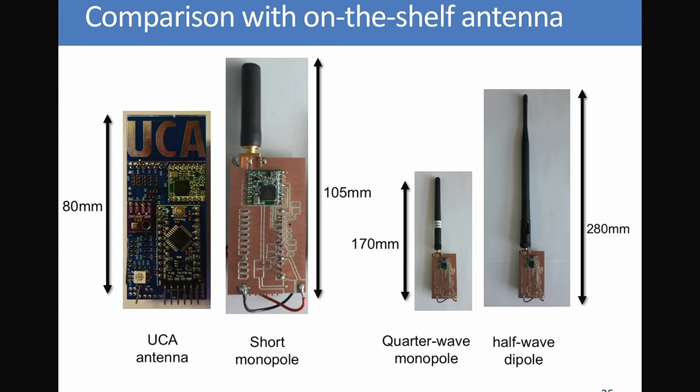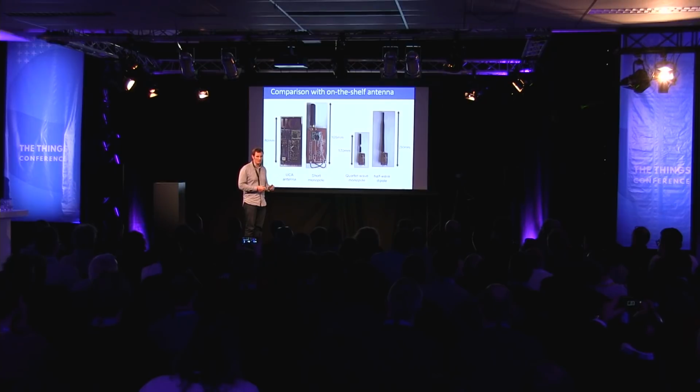I compared this antenna with off-the-shelf antennas. I selected some classical antennas that you can use: a short monopole, a quarter wave monopole, and a half wave monopole. And you can see that all these antennas, for this integration, are larger or longer compared to this PCB.